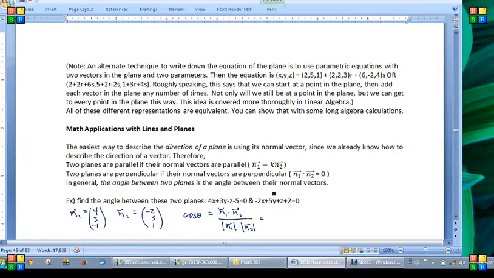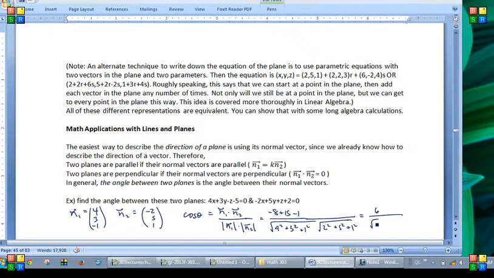So the dot product is minus 8 plus 15 minus 1 over the magnitude of the first one. It's going to be 4 squared plus 3 squared plus 1 squared. And then we're going to multiply that by 2 squared plus 5 squared plus 1 squared. And again, I'm dropping the sign because it gets squared anyway, so it doesn't matter. And so this gives 6 divided by, whip out your calculator.